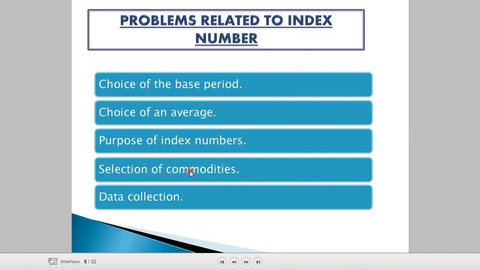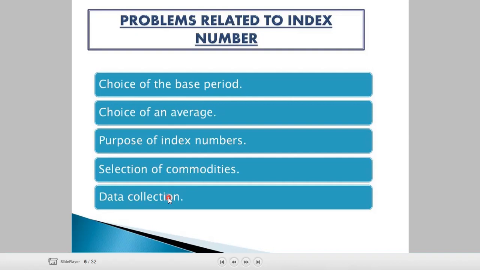Selection of commodities. That means these are the various items which are going to be compared related to two different periods, two or more different periods. That should be also kept in mind, because comparison cannot be done with a large number of items at a time. So only selective commodities which are of necessity as per the requirement of the study should be given importance while calculating index number. And the last one is data collection.